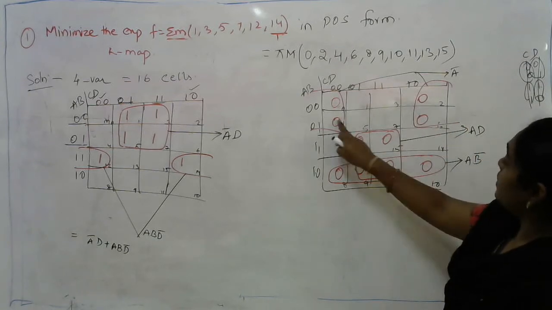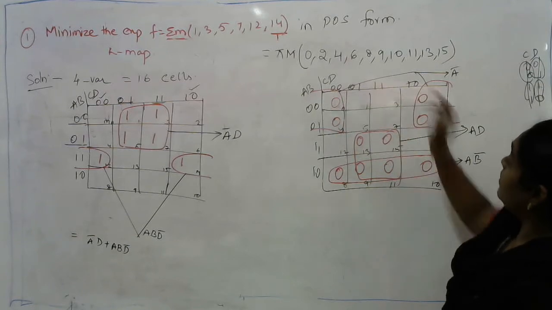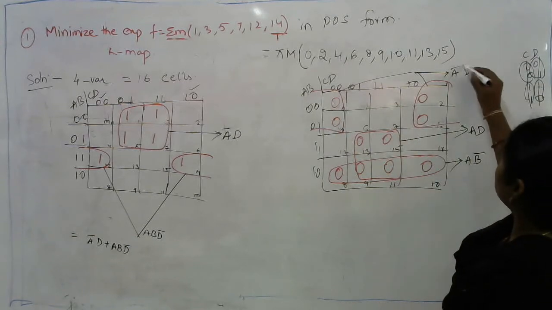I can mark these two as the other adjacency, a quad, which is nothing but A bar. As these two are present in two different columns, one is 0 0 and the other is 1 0, C will be cancelled out, leaving D, which is having 0.